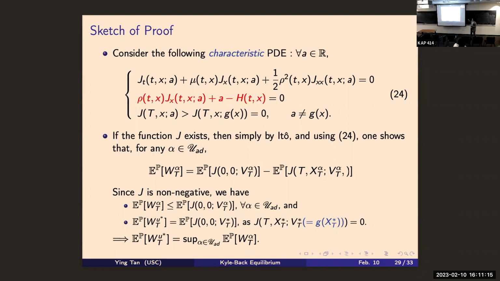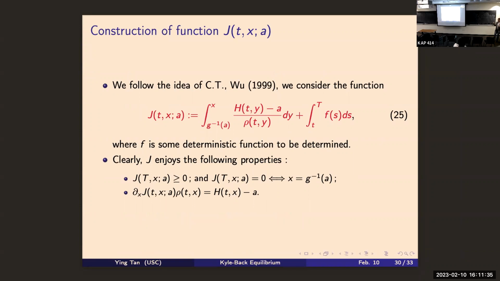So in this case, we know that the strategy alpha, which solves the 2-point boundary value problem, indeed maximizes the wealth, if we can find this function J. So now we need to find the function J. The function J can be constructed in this way. We follow the idea of Jin Wu and consider this function, and it is easy to check this J satisfies the second PDE, and this one also satisfies the special terminal condition.